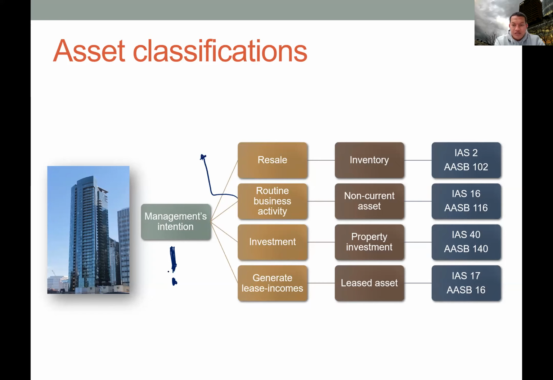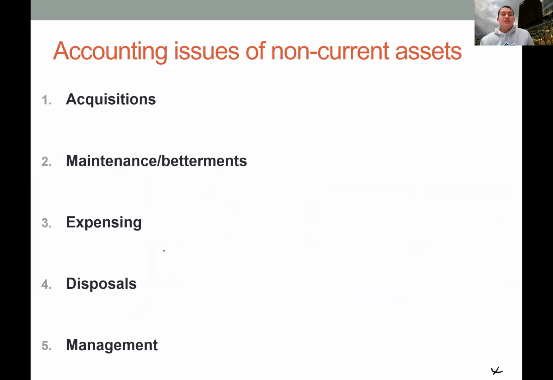Our coverage is only this part, the non-current asset part, and you may learn other alternatives in the next accounting course. So what are the accounting issues of this type of asset? At least we have five accounting issues.